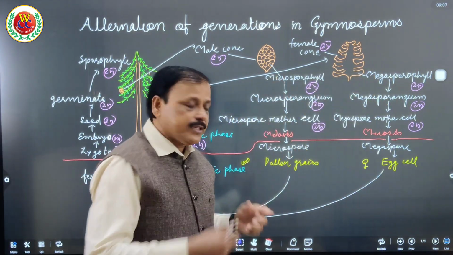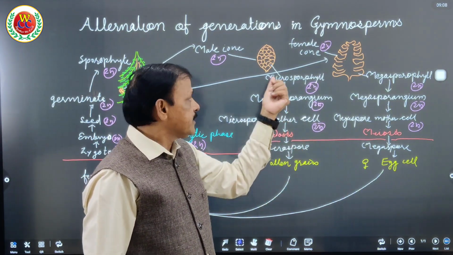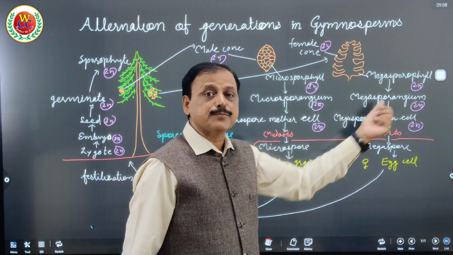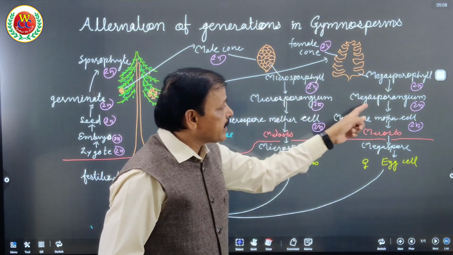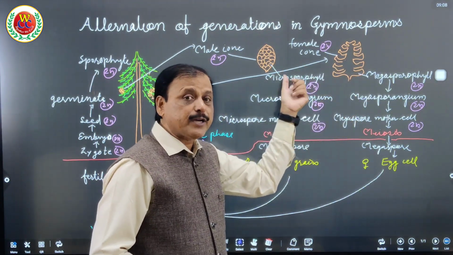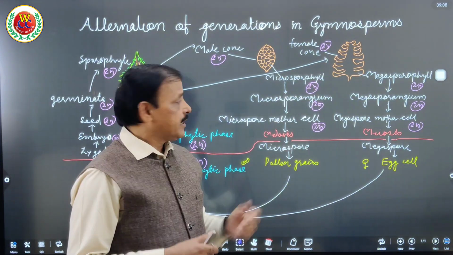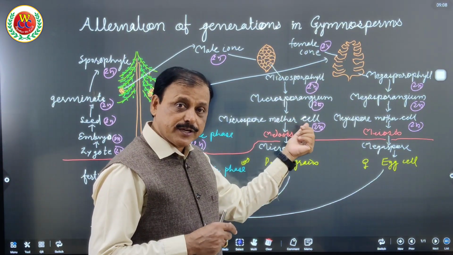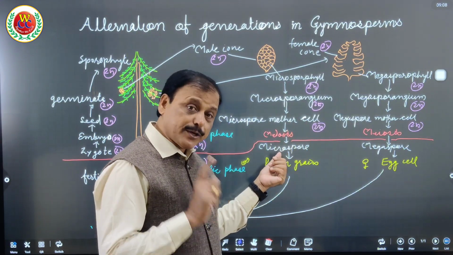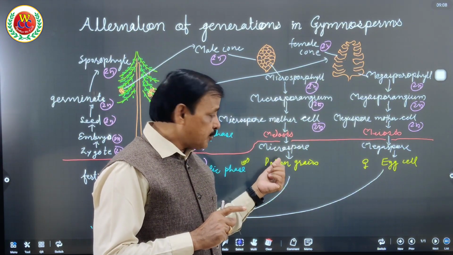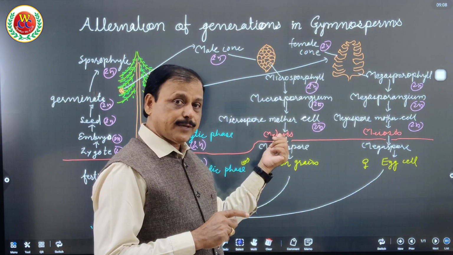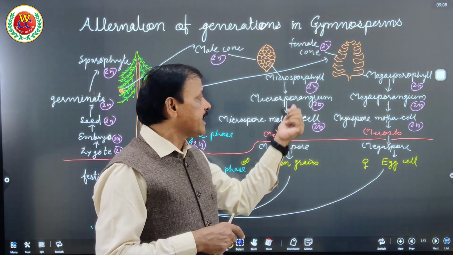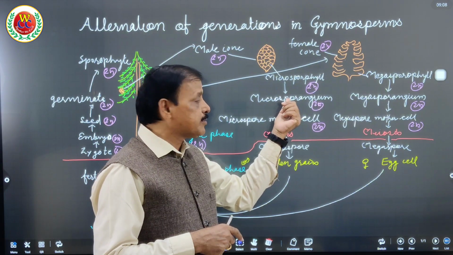Now, how do they produce these gametes? The microsporophyll bears microsporangium and the megasporophyll bears megasporangium. The microsporangium and megasporangium are present inside the microsporophyll and megasporophyll. The microsporangium consists of microspore mother cells, which are diploid and undergo meiosis to produce microspores, the pollen grains. So where are the pollen grains produced? They are produced by meiosis from microspore mother cells. Where do the microspore mother cells lie? They lie in the microsporangium. Where does the microsporangium lie?